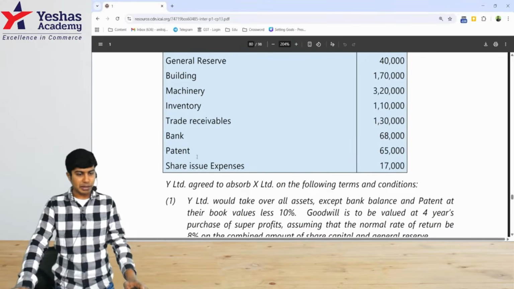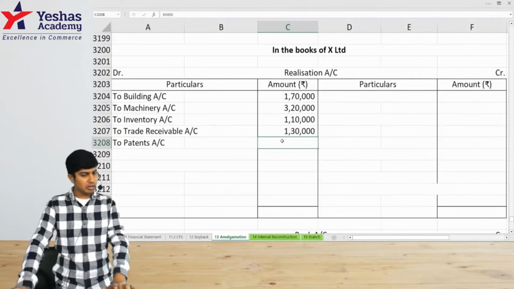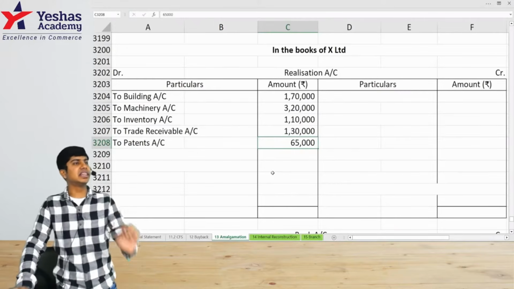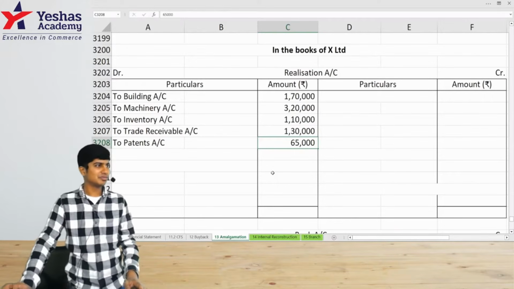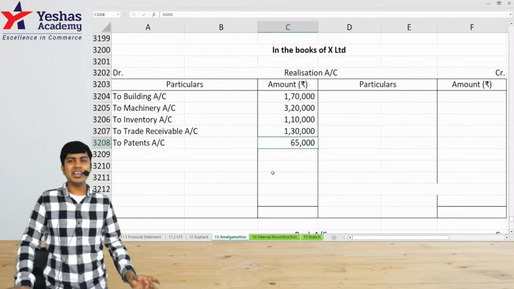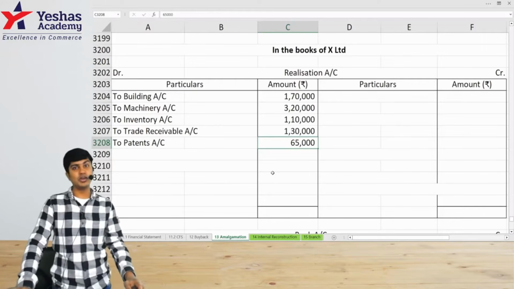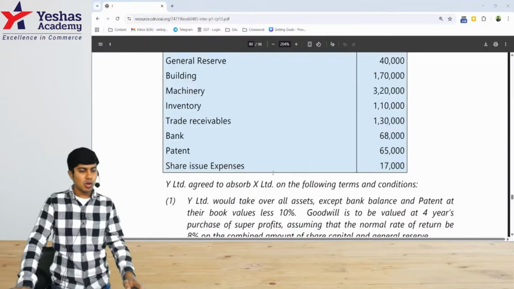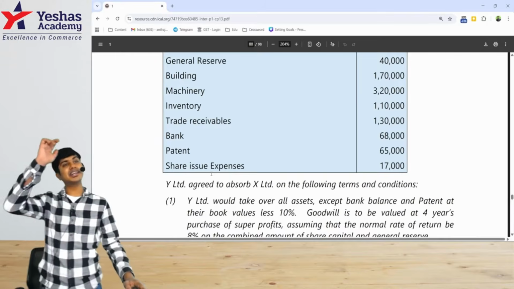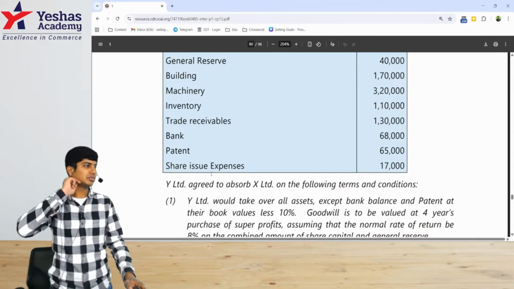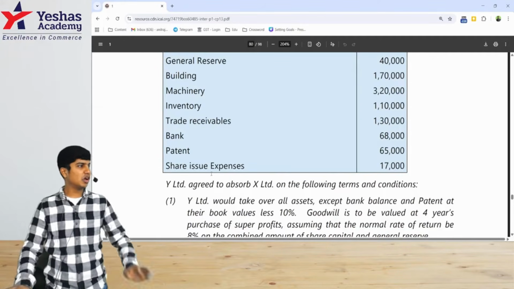What's after that? Bank, patent. It is not taken over, but still transfer. We will later sell this at 0 rupees. Why? They have not given any money. I told you, if they don't mention any price, asset is assumed to be sold at 0, liability is assumed to be settled at book value. What is it after patents? Share issue expense. This is to be later transferred to our shareholder account. Did everyone understand? I've transferred all the assets.